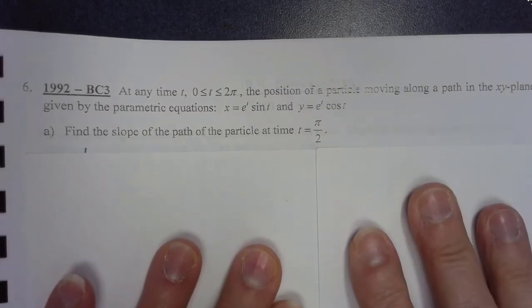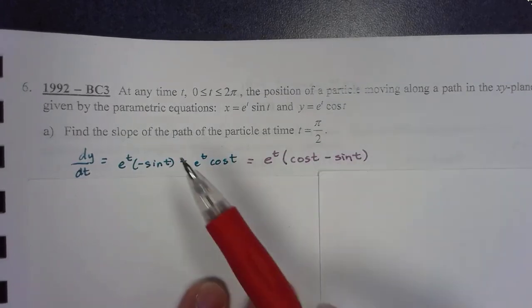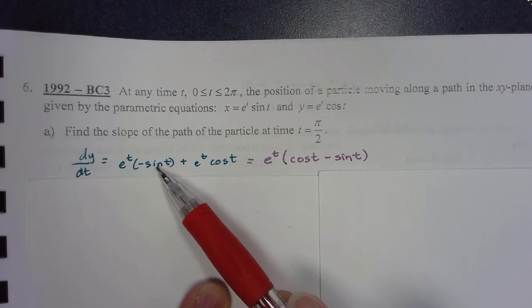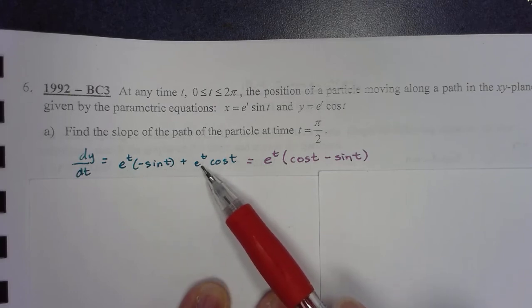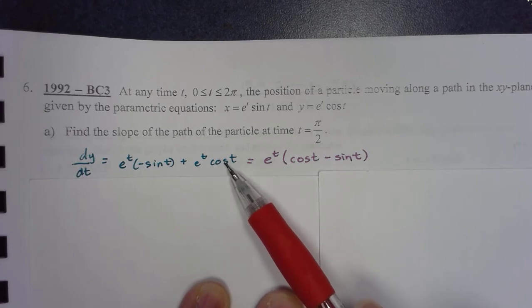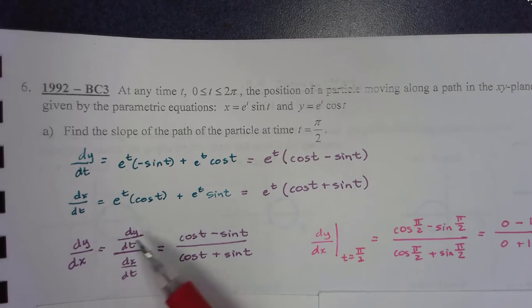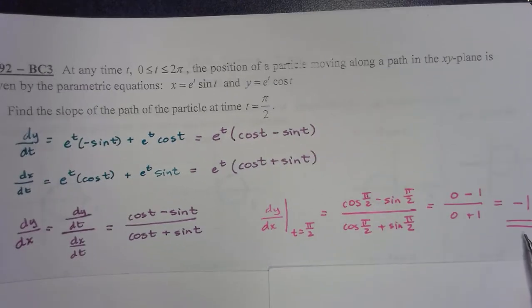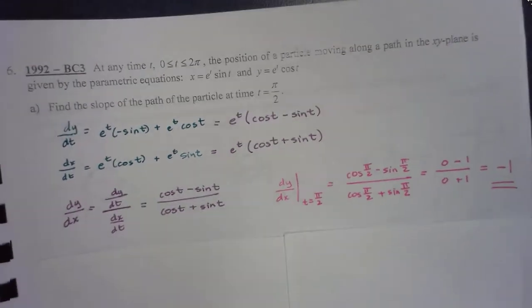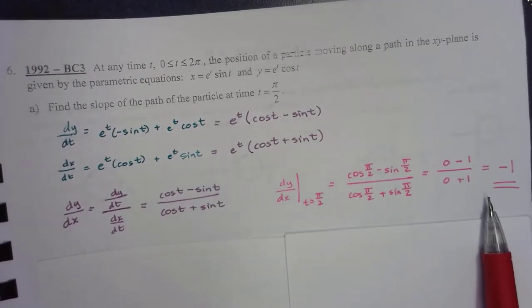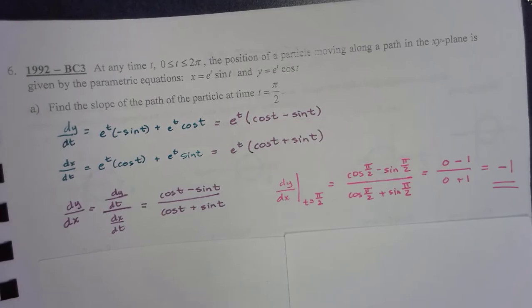You will notice these are products. So dy/dt is e to the t times the derivative of cosine t plus the derivative of e to the t times cosine t. dx/dt, same process. So dy/dx is dy/dt over dx/dt. We get this. dy/dx evaluated at t equals pi over 2 gives us -1. Notice, you must be very particular with your notation.